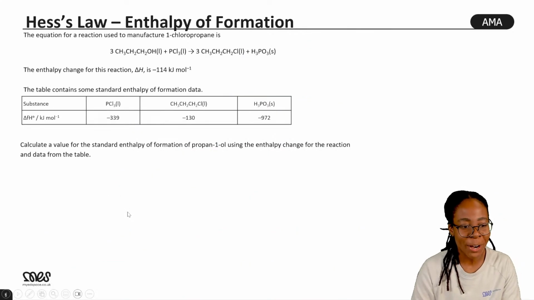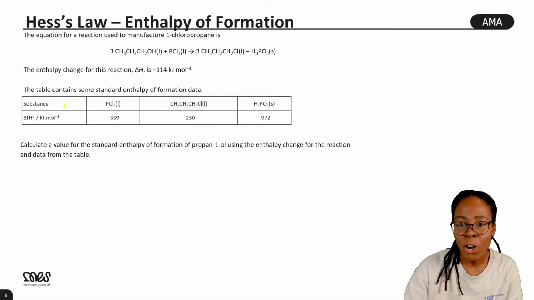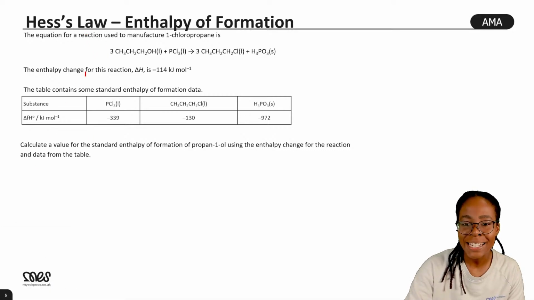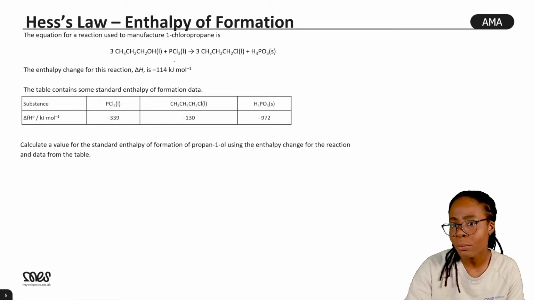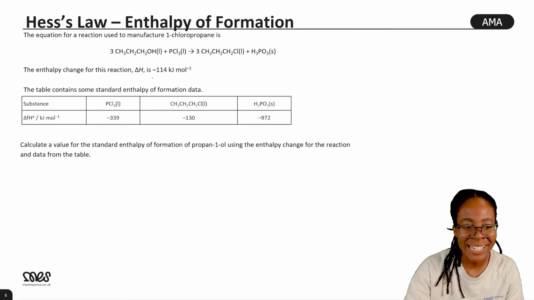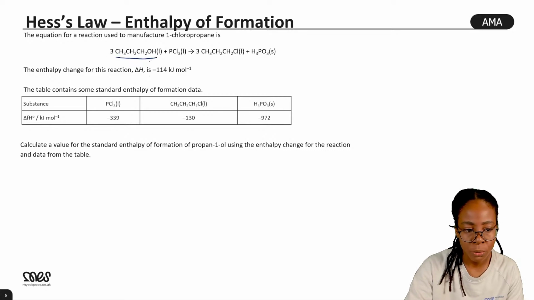So let's put this into practice. Let's go back to a pen, please. This is our reaction. Propanol plus other reactants, trying to form some stuff. They've given us the overall enthalpy change for this reaction and some of the enthalpy data, and we need to find the standard enthalpy of formation for propanol, which is one of our reactants.